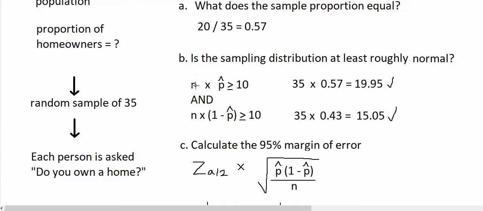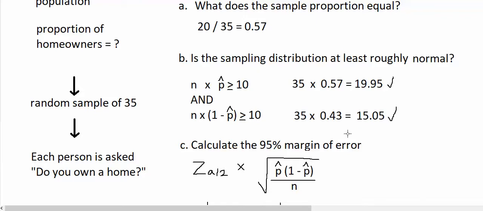So n times p hat and n times 1 minus p hat both have to be 10 or larger. N is the sample size, and like I said, p hat is our sample proportion. 35, our sample size, times 0.57 is this number. 35 times 0.43, or 1 minus 0.57, comes out to this number. They're both 10 or larger, so they both check off.